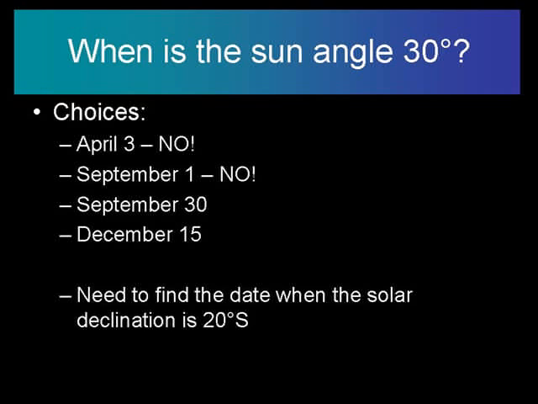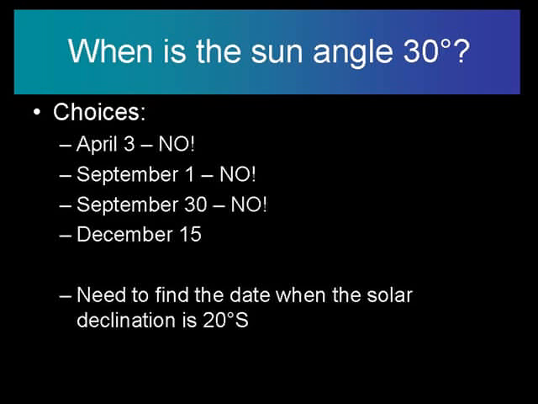Well, first, right off the bat, we can rule out April 3rd and September 1st, because those days are during the summer. They are between the spring equinox and the fall equinox, or the March equinox and the September equinox. And so in both of those cases, the solar declination is in the northern hemisphere. It can't be 20 degrees south on those days. On the other hand, it could be in the southern hemisphere on September 30th or December 15th.